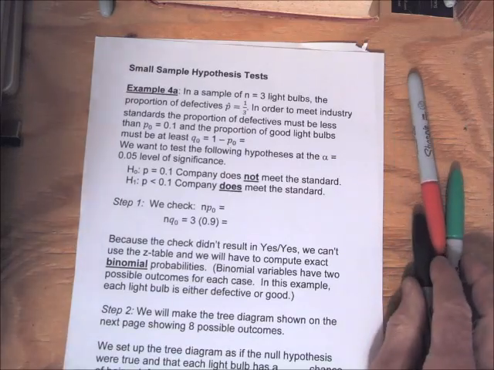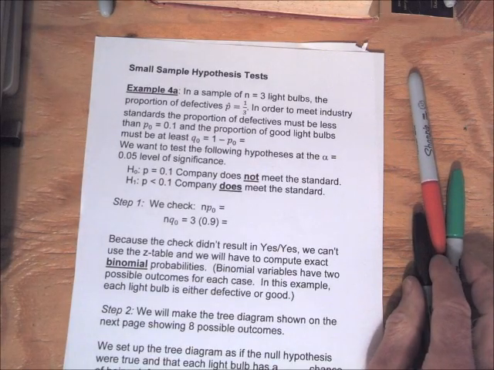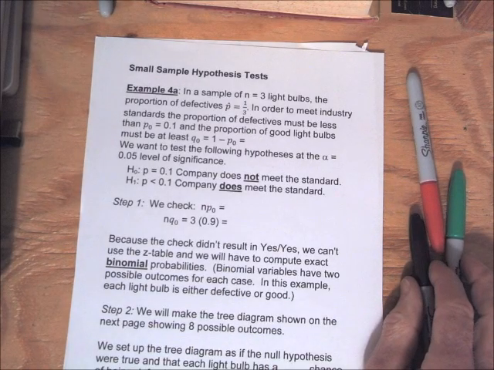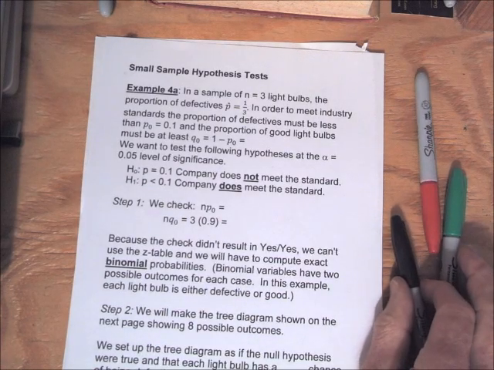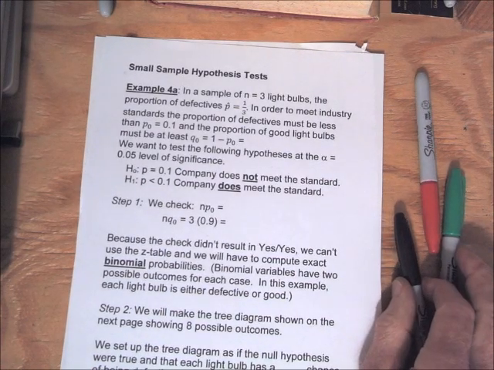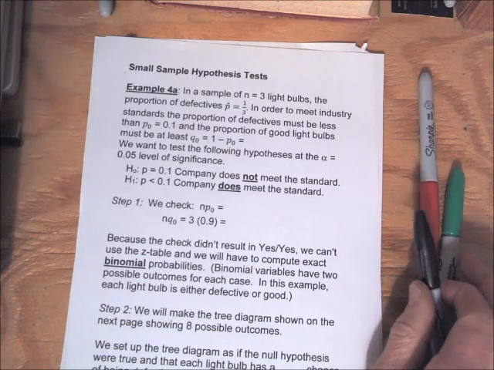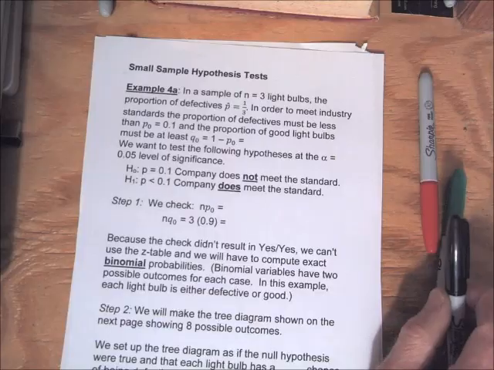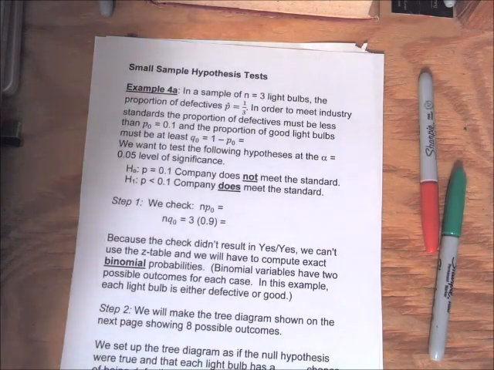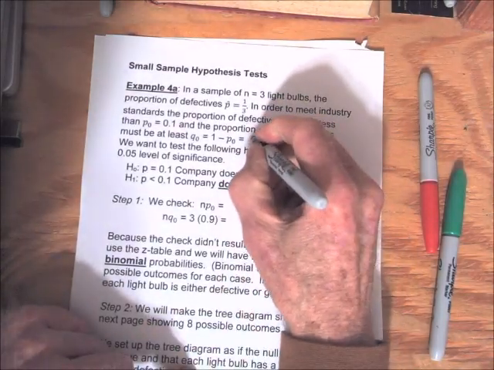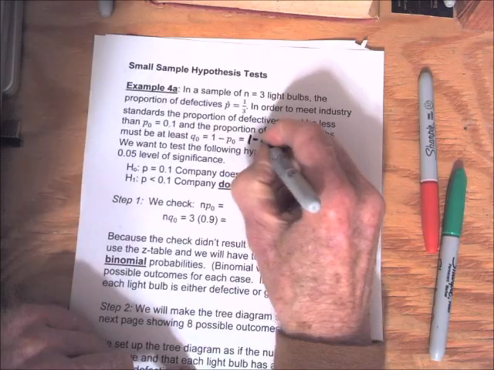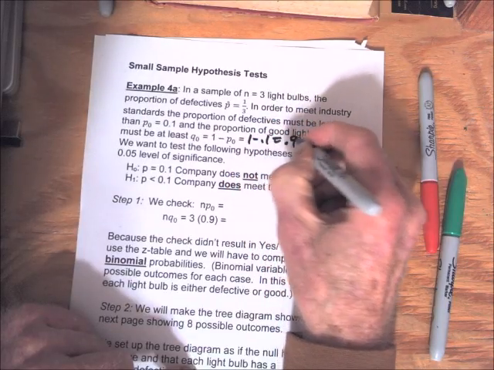Small sample hypothesis test, example 4a. In a sample of n equals 3 light bulbs, the proportion of defects is p hat, 1 out of 3. In order to meet industry standards, the proportion of defectives must be less than p0, which is 0.1, and the proportion of good light bulbs must be at least 1 minus 0.1, that would be 0.9.